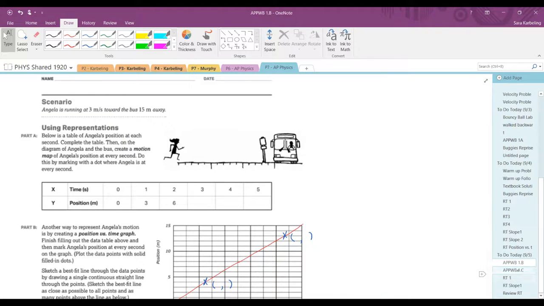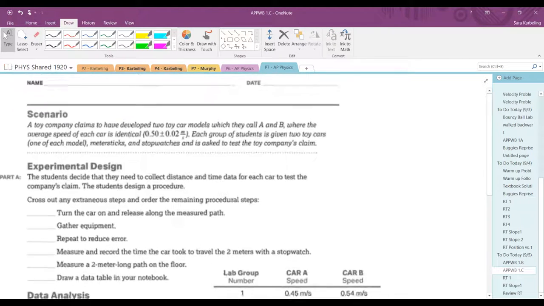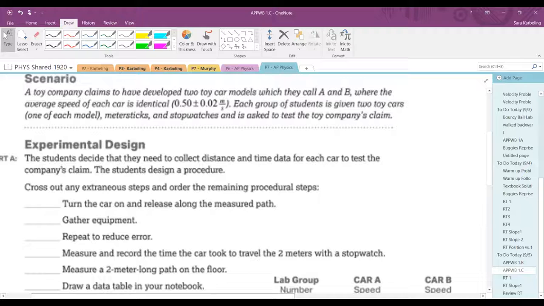Let's do 1C. This one has got some definition words that we need to make sure we're paying attention to, okay? It doesn't look beautiful in here, but you'll get the idea. It says a toy company has developed 2 toy car models, A and B, where the average speed of each is identical. Each group of students is given 2 toy cars, one of each model, meter stick, stopwatches, and asked to test the toy company's claim.